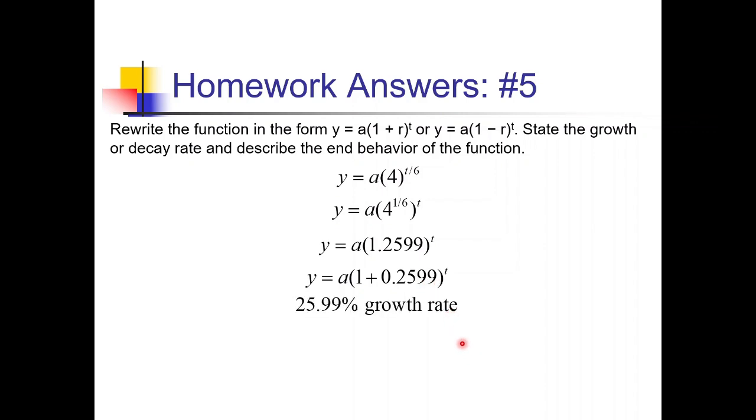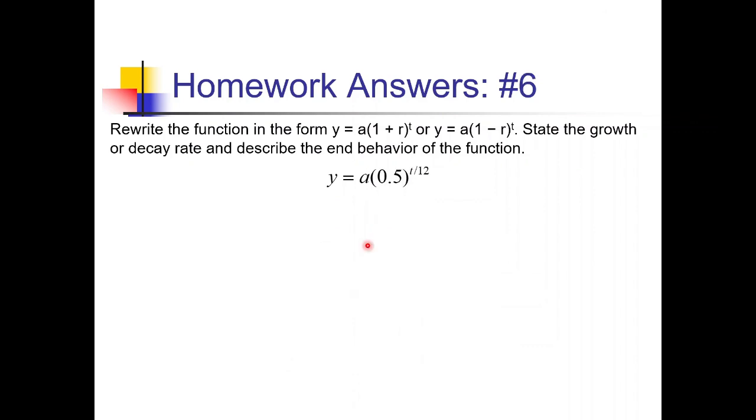And for the end behavior, since this is growth, as we move to the left, we're heading towards that horizontal asymptote at 0. So as we go to negative infinity with x, our y is going to 0. As we go to the right, to positive infinity, our graph is veering off into positive infinity for the y values. On this problem, we are rewriting this in growth or decay form and then getting the growth or decay rate and the end behavior.